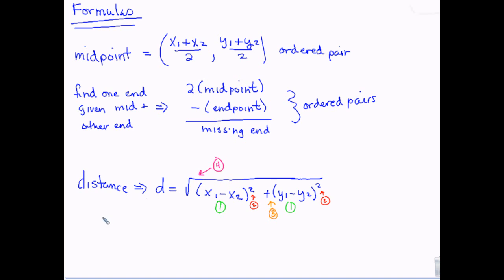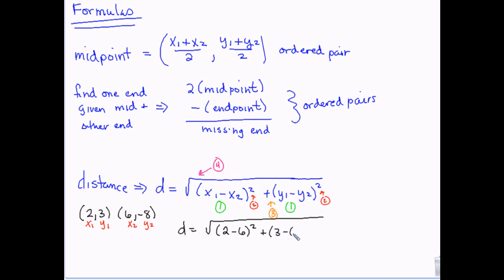We can do an example on the distance. Let's say I want to find the distance between (2, 3) and (6, negative 8). Okay, so those are just two points out in space, and I'm going to find out how far apart they are. I'll label them, and it doesn't matter which ones are the ones and which ones are the twos. Just you can't mix a 1 and a 2 in the same parentheses. So then I'll do the distance formula. So I have x1 minus x2, and then y1 minus y2.